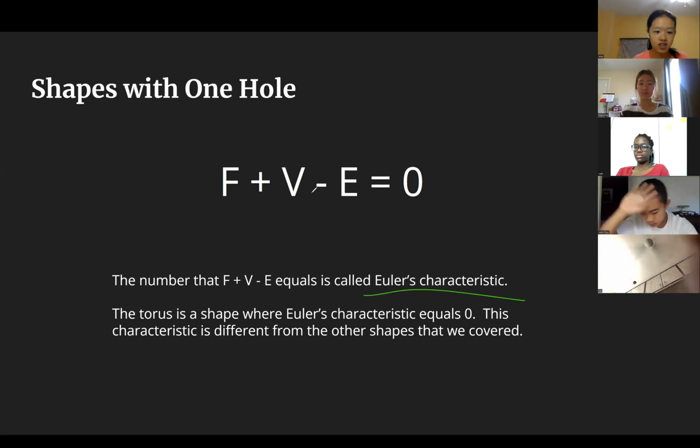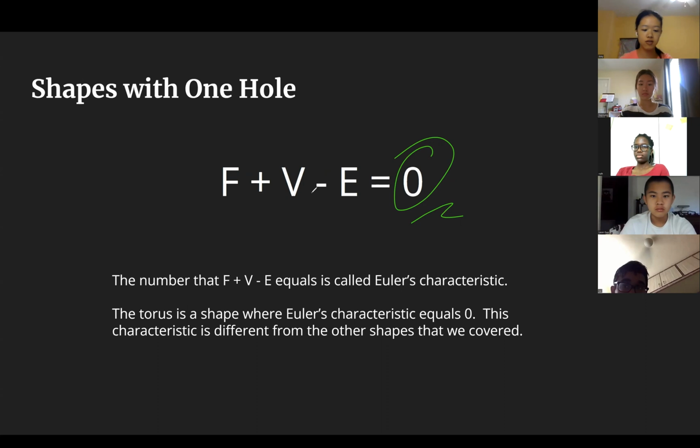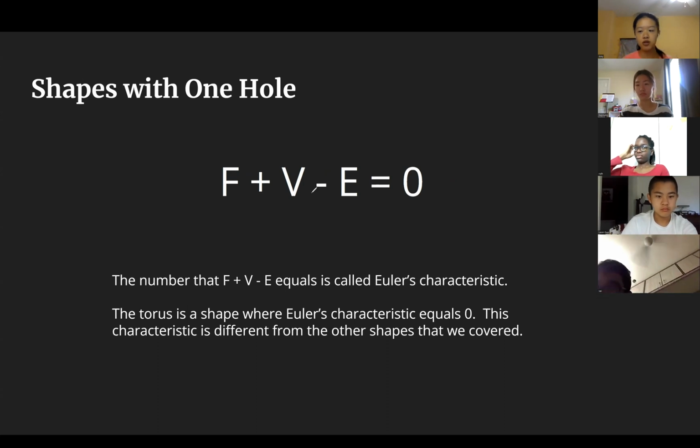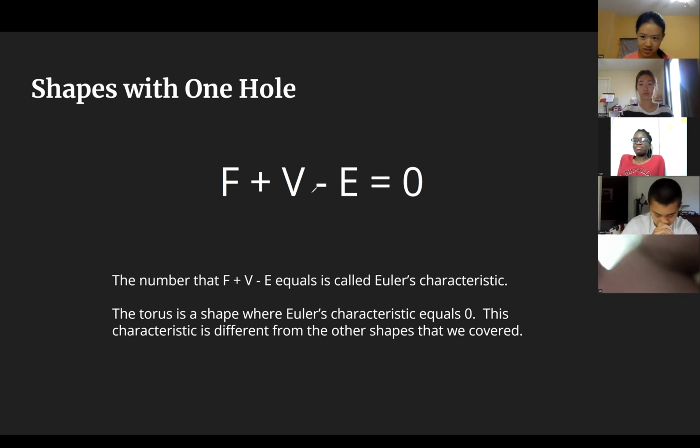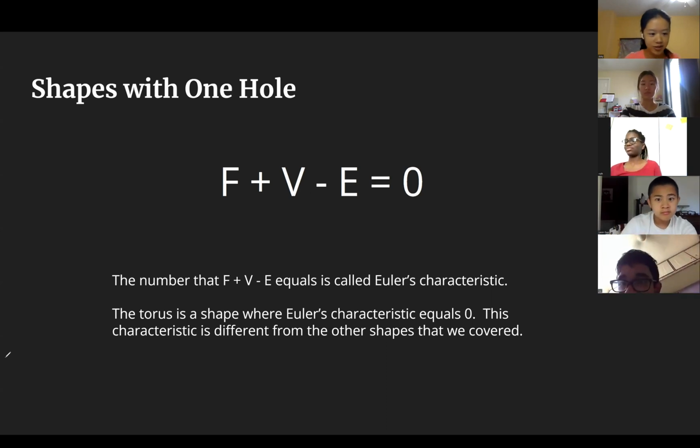And different types of shapes have different numbers for that. So for polyhedron, this will be 2, but for shapes that have a hole in it, this will be 0. And for shapes that have even more types of holes or different topologies, they will have different numbers for that. What other shapes have one hole? Well, we will take a look.